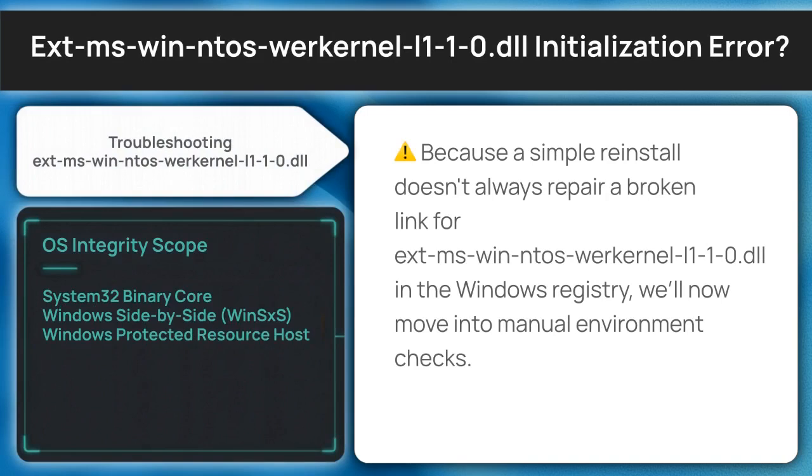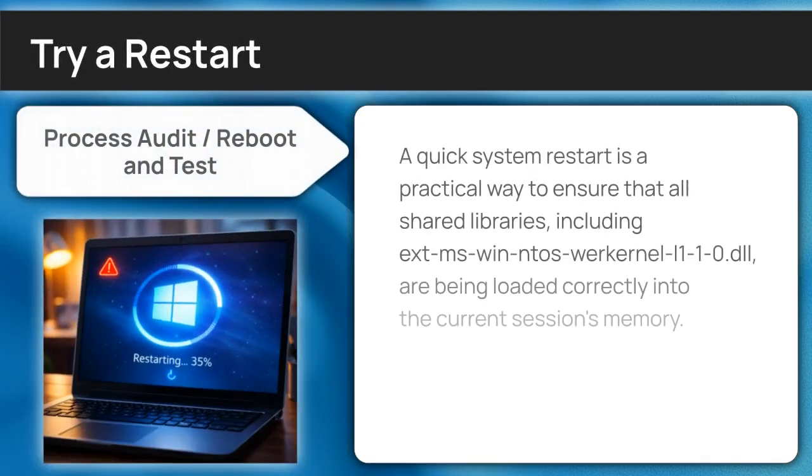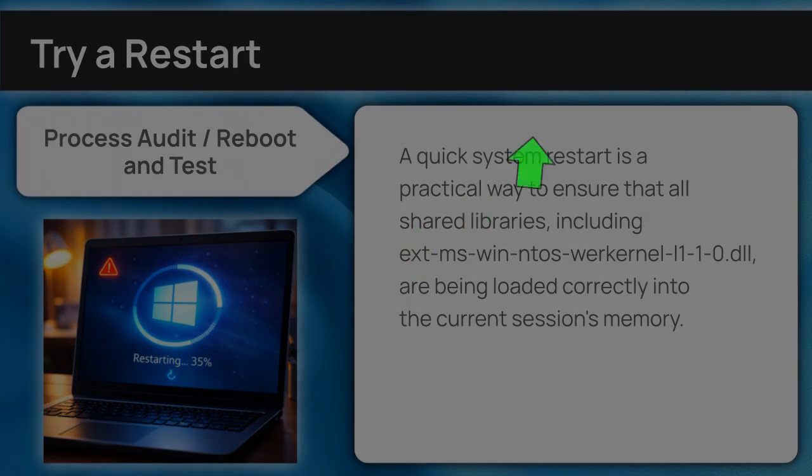refresh the system's memory. A quick reboot can determine if the error is transient. While it won't fix a deleted file, it can re-establish the connection between your software and the WER kernel file if the path was temporarily busy.